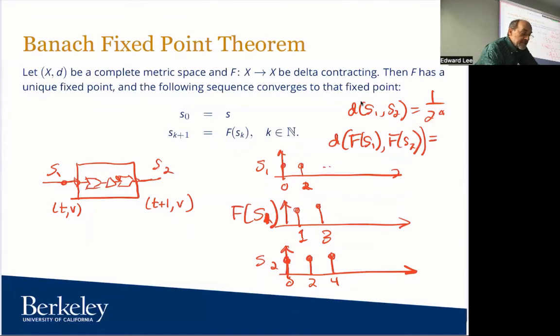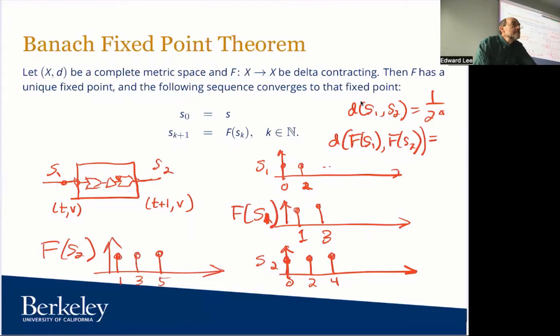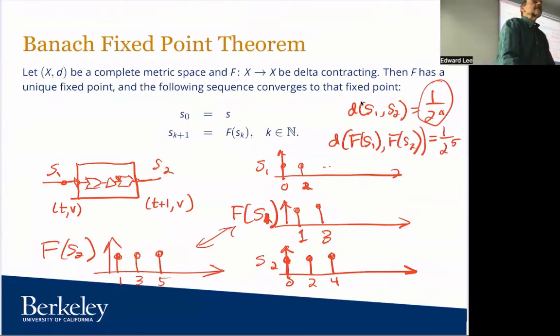Well, let's figure out f of S2. It's just a delayed version of S2. So that's going to be a 1 at time 1, a 1 at time 3, and a 1 at time 5. Right? So the distance between these 2 is 1 over 2 to the 5th, which is strictly less than this one, 1 over 2 to the 4th. So we certainly have a strictly contracting function. You can also show that this is delta contracting. Okay.